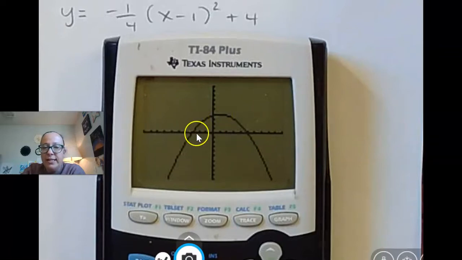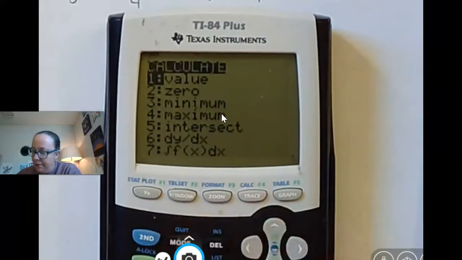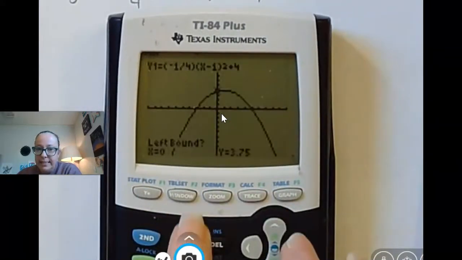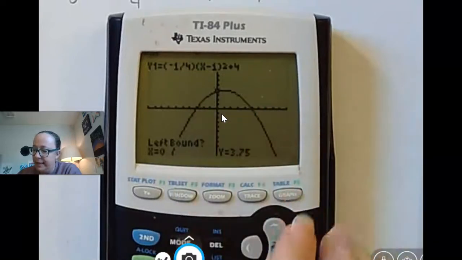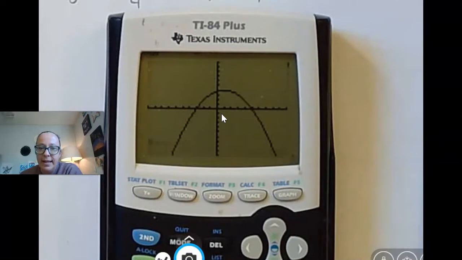On your calculator, it's not so easy. So you have to calculate the maximum. So second, calc, and then 4. And then it says left bound. So this blinky man, is he to the left of that top number? Yes. And then it says right bound. And so blinky man needs to go over here to the right, hit enter, and then just hit enter through, yes. And you get that your maximum is 1/4.